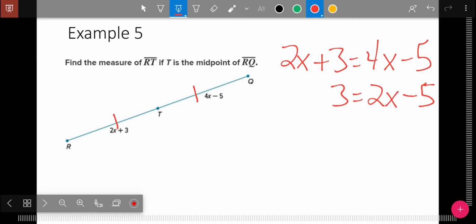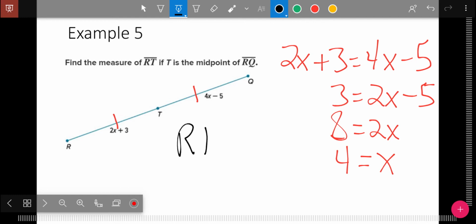So now I'm going to add 5 to both sides. I get 8 equals 2x. Now I'm going to divide both sides by 2. I get 4 equals x, or I could say that as x equals 4. Now, the question wasn't asking for that, though. The question was asking for RT.